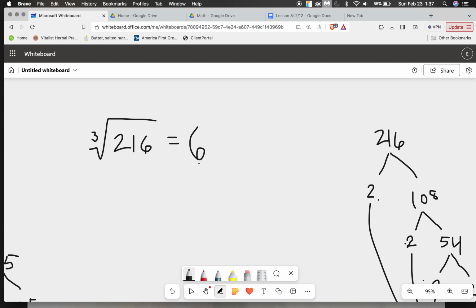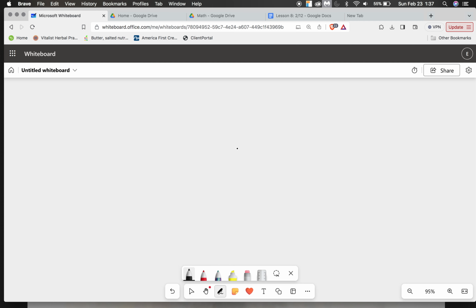Alright, hopefully you followed along pretty well there. You could do this with literally any number. Not every number has a super nice cubed root, but you could get into decimals and stuff. But the majority of the ones you'll be working on in this book should have very nice cubed roots. So go through the worksheet.